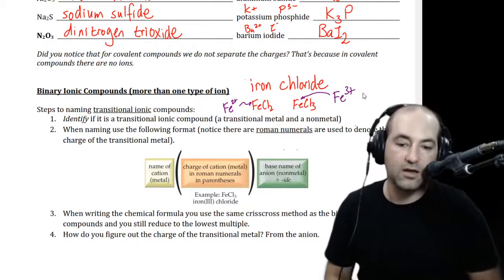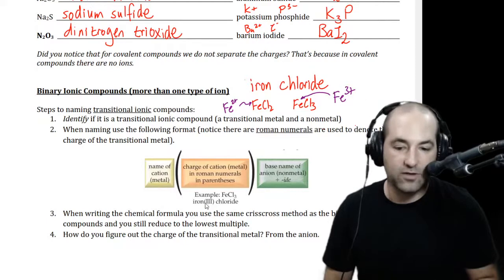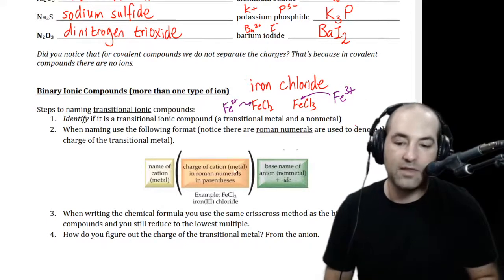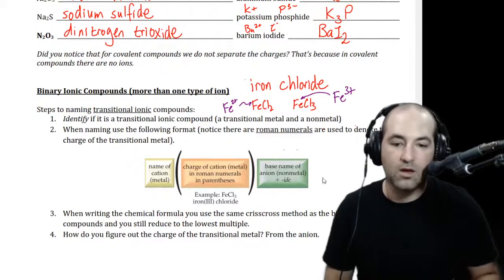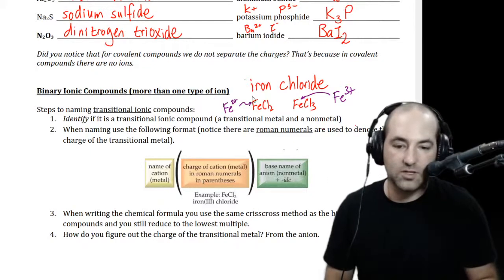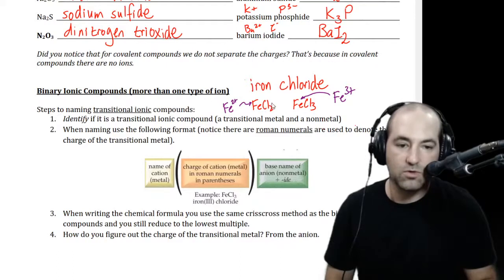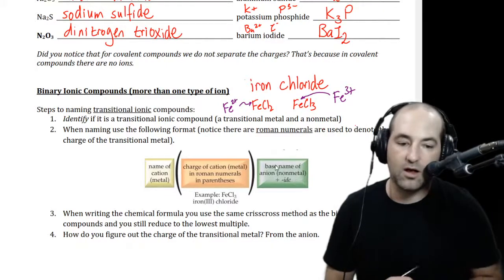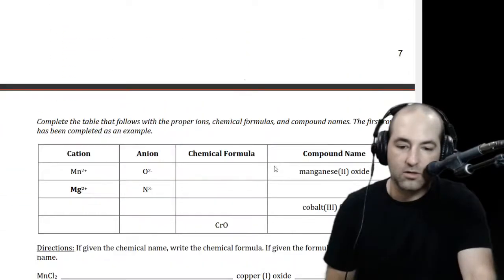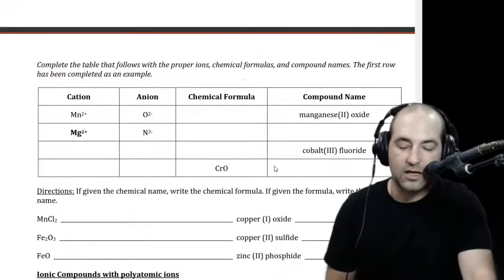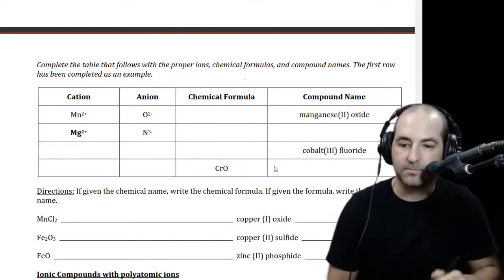So we need to specify the actual ion that we care about, and we do that by saying the charge of the ion in the name, in parentheses just after the name. So FeCl2 we would call iron(II) chloride, and FeCl3 we'd call iron(III) chloride. Let's figure out what that looks like with a couple of examples.